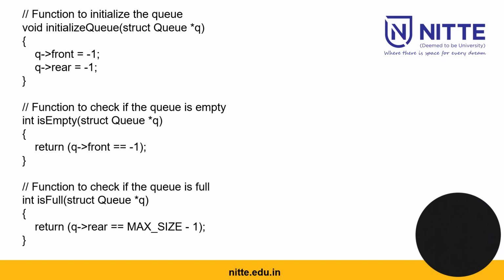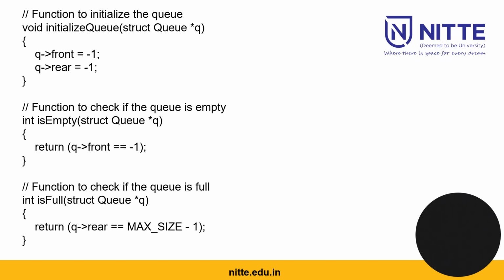Now we have to check whether the queue is empty. For that we will use a function, int is_empty, struct queue *q. And if q->front == -1, the meaning of this is front is pointing toward -1. That means there are no elements in the queue, so it will return this one.